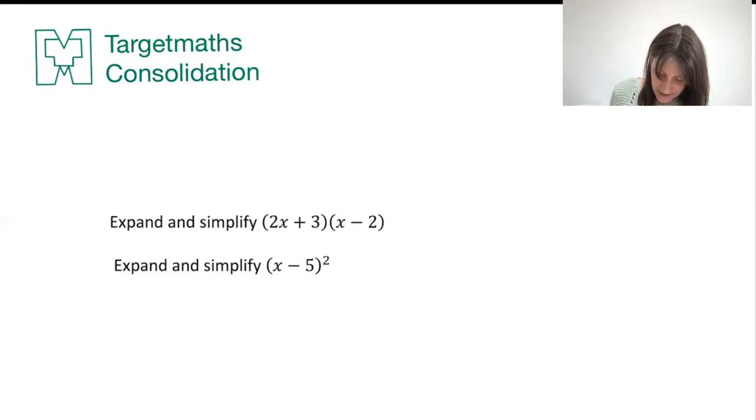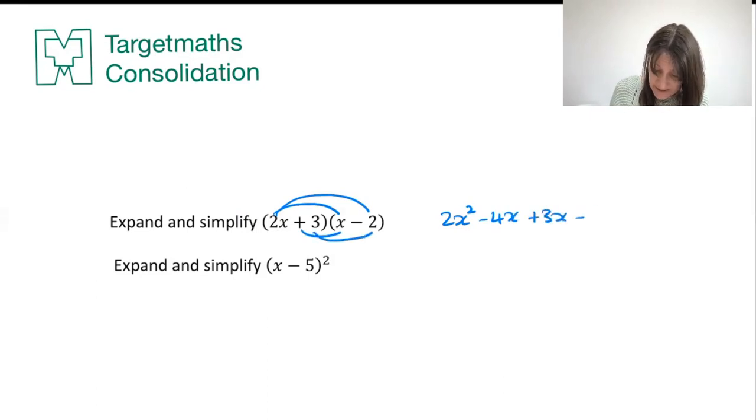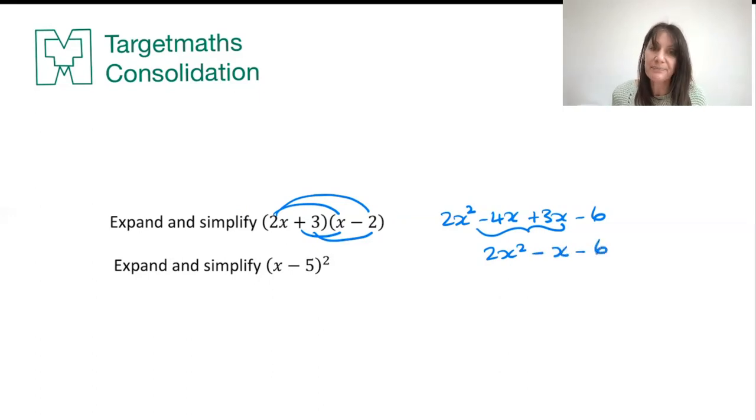Okay, so we've got to take our time here because obviously we've got this extra digit in front of the x here. So we've got 2x times x, which is 2x squared. Then we've got 2x times minus 2. So that's minus 4x plus 3x. And then 3 times minus 2 is minus 6. Collect up your middle, and you've got 2x squared. Now, minus 4 plus 3 is going to take me to minus 1. So it's minus x minus 6.